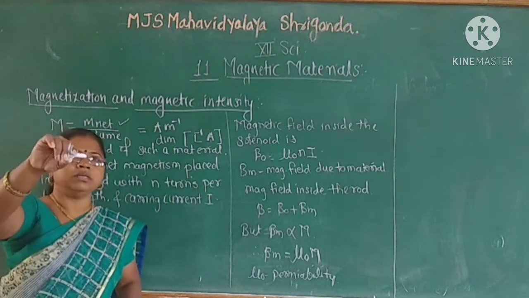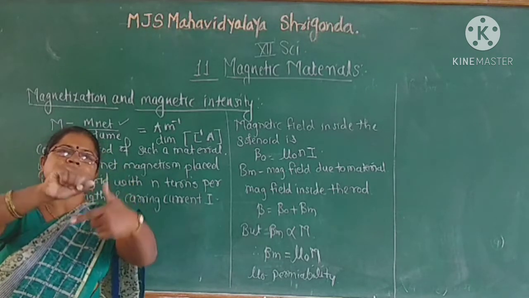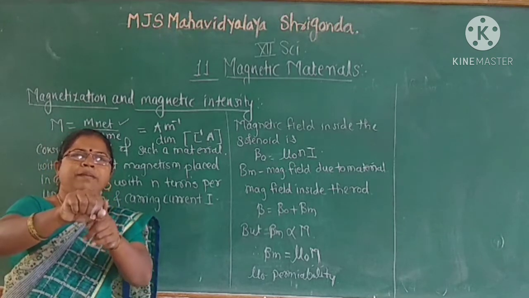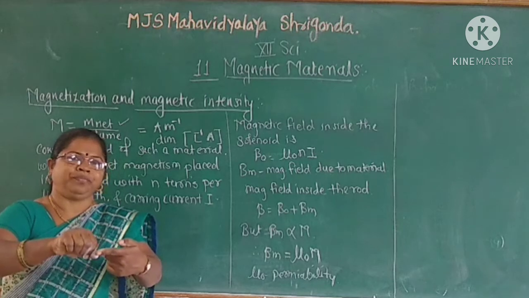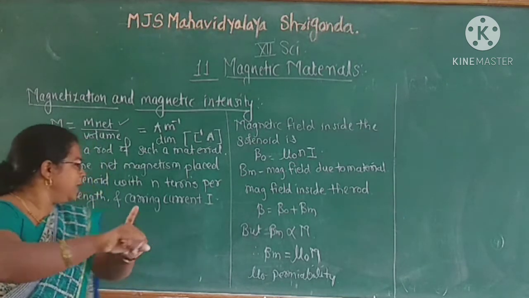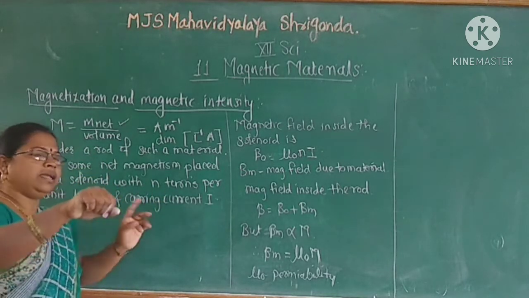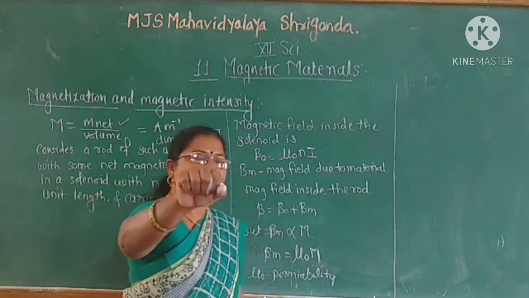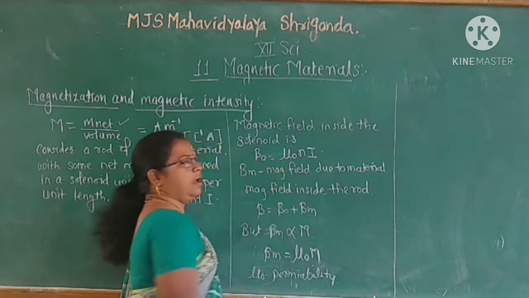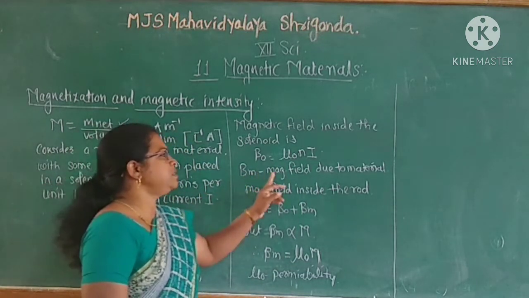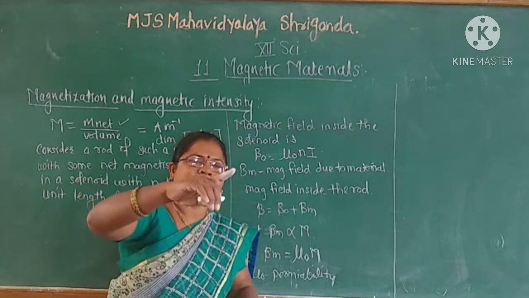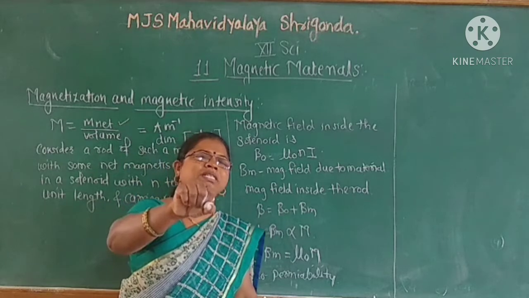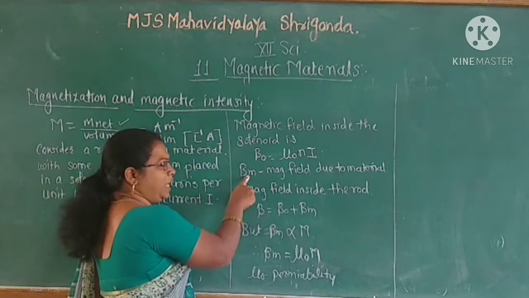Now what we have to do? Consider a rod kept in a solenoid having n turns per unit length and carrying current I. In this case, the magnetic field inside the solenoid is given by B0 equal to mu naught n I. But Bm is the magnetic field due to the material, the rod, which is kept inside the solenoid.